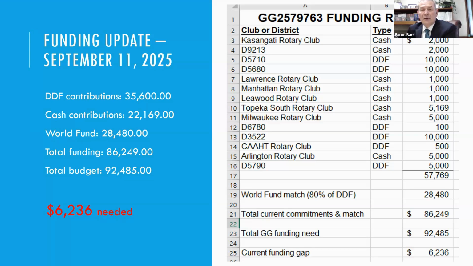And so, yeah, Topeka South, that's my home club. And then Milwaukee, now this is an interesting one. Milwaukee, the reason they're involved is simply because we have partnered with them on WASH grants in Guatemala. And we've done this more than once. And so I approached them and said, hey, we've helped you on some WASH grants. Why don't you help us on this grant? And they said, okay, yeah, why not?